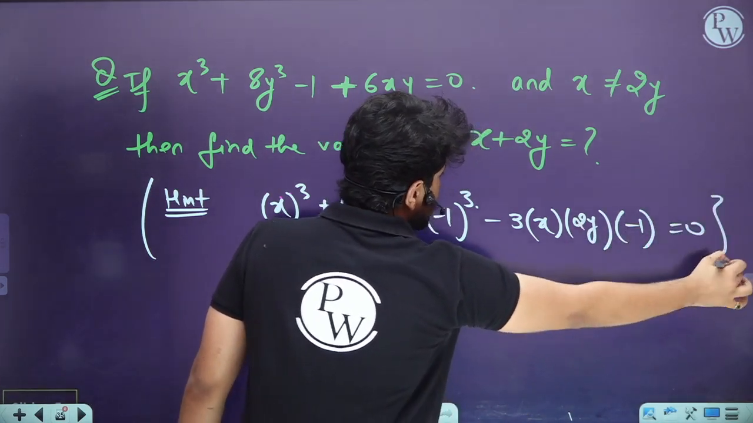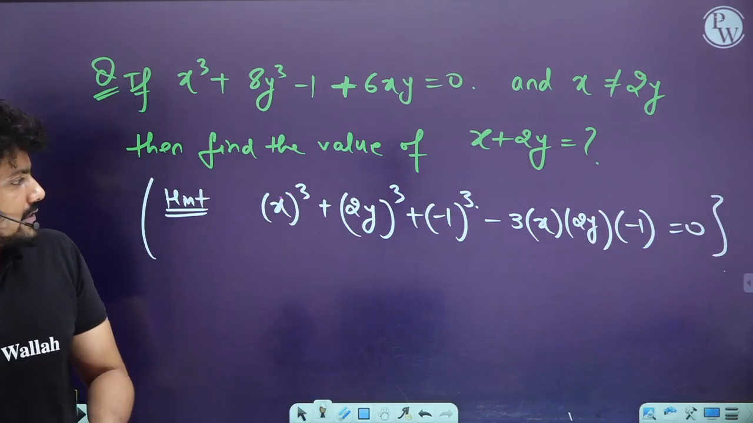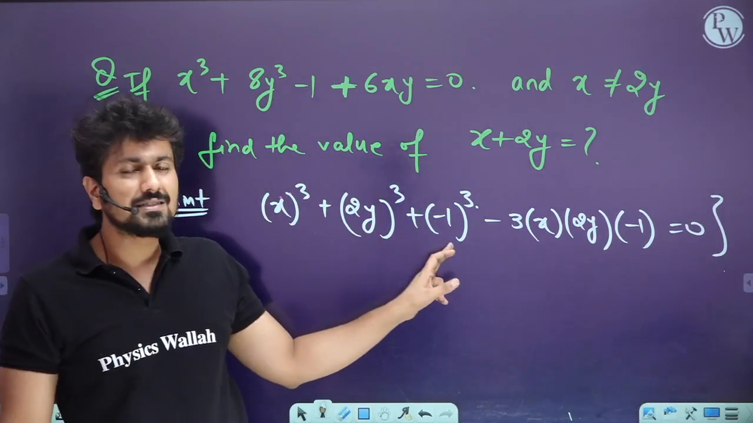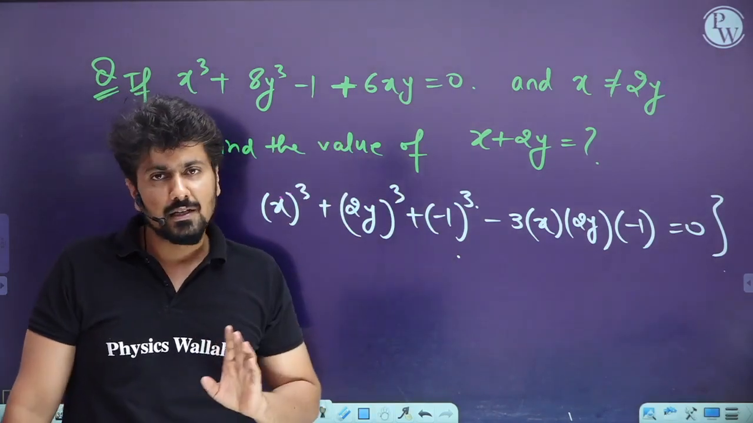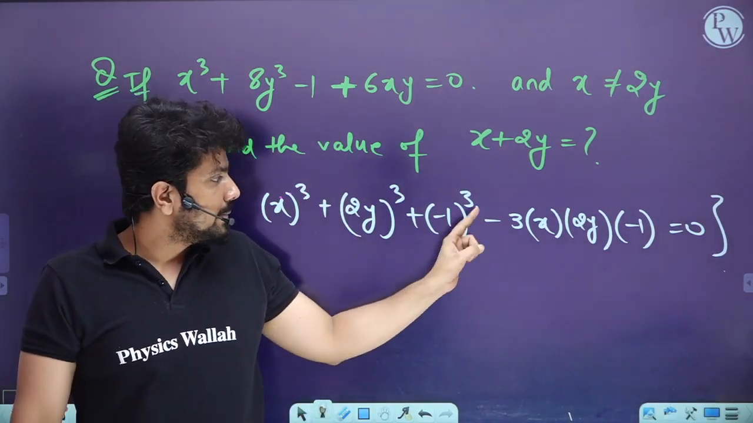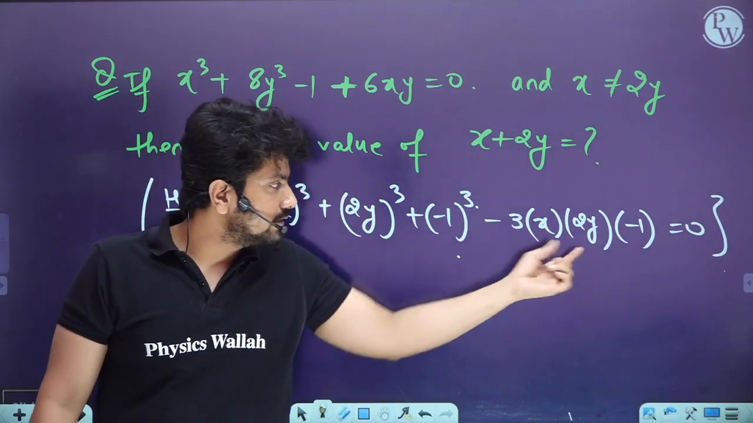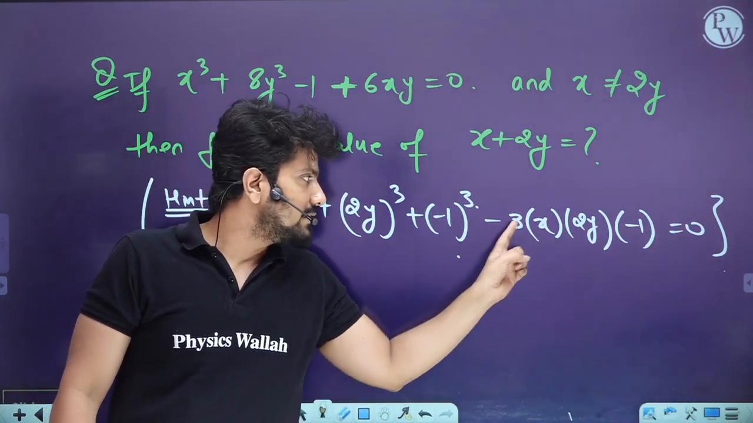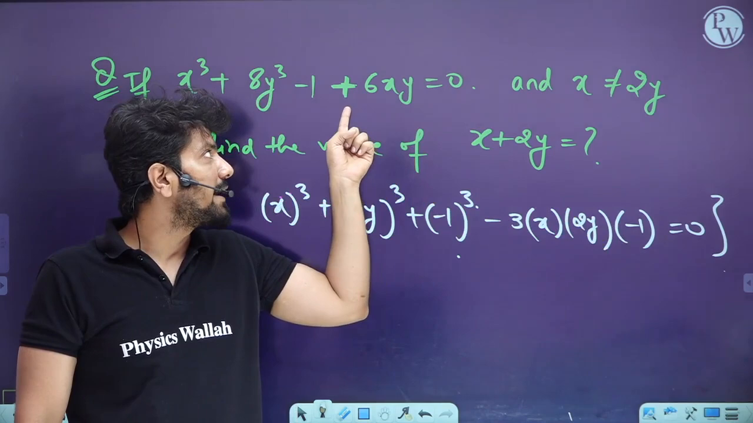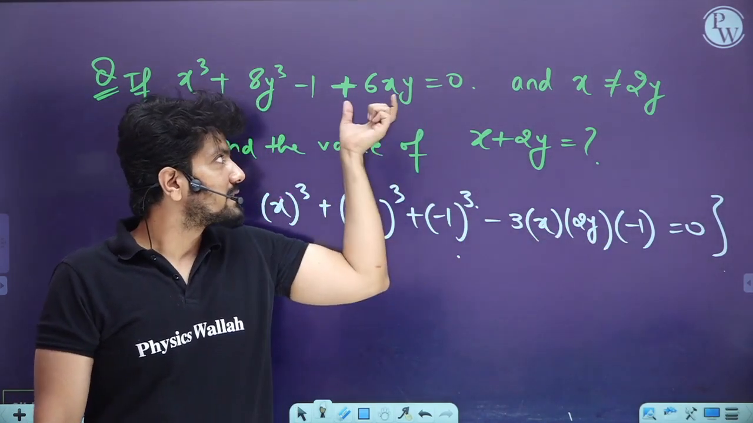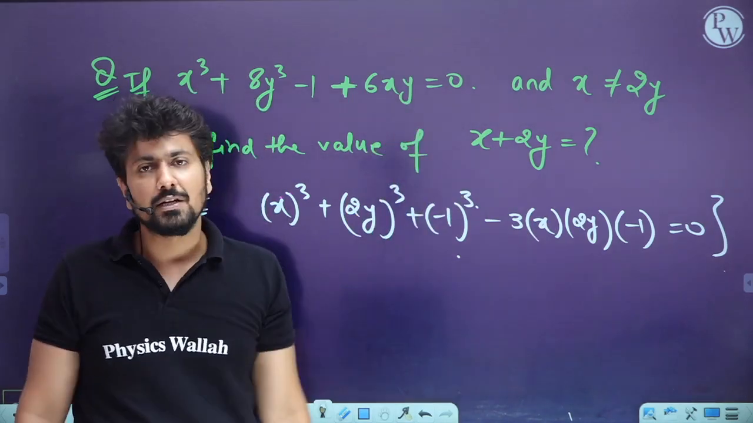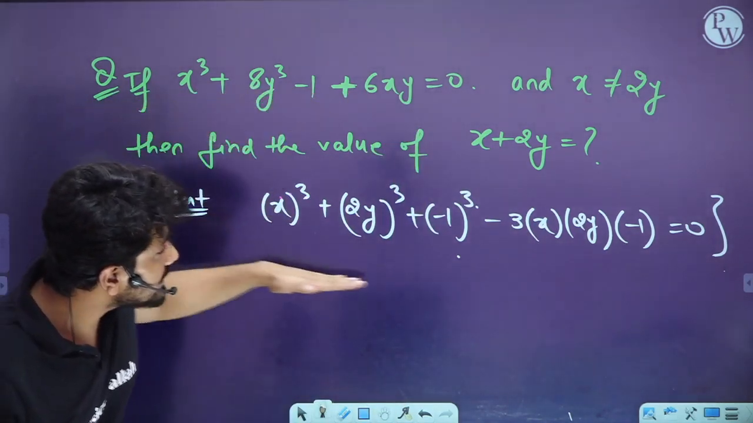This is written in this format only. This is again the same format, a cube plus b cube plus c cube. Now what is the value for c here? The value of c is minus 1. A cube plus b cube plus c cube minus 3abc. What is this term? See here, minus 3 minus 1 will get multiplied and give plus 6. Right? So it is plus 6xy only. I'm going to write this expression in this format.